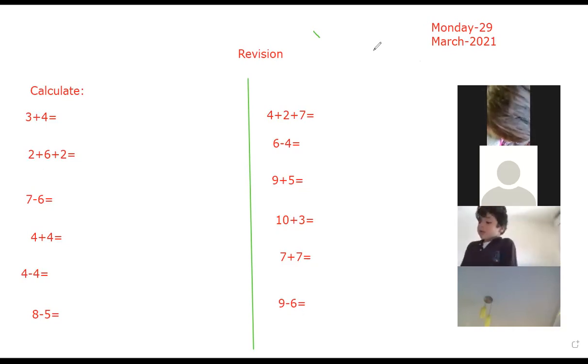The most important thing in these problems is to look at the sign, okay? Look at the sign and then calculate. If it is a plus, it means addition, we must add. If it is minus, we must subtract. So the most important thing in this problem is to look at the sign, the plus sign means addition and minus means subtraction.